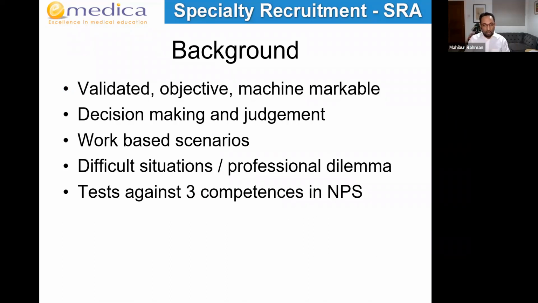What it's going to do is give you a work-based or work-related scenario and test your decision-making and judgment. It does not test clinical knowledge, okay? Although some questions do test knowledge of GMC guidance and ethical guidance.